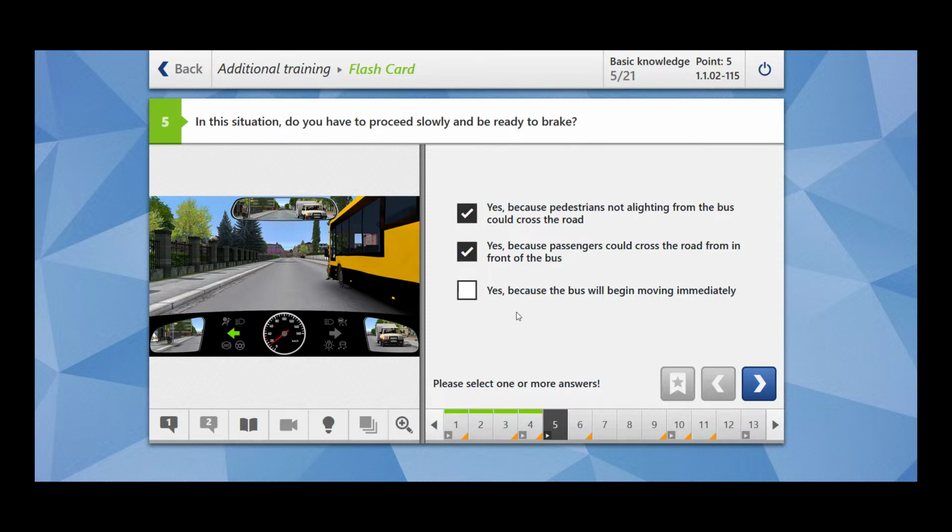This is also correct. Yes, because the bus will begin moving immediately. There is no such sign that the bus will begin moving immediately, but you have to be extra alert because a pedestrian could cross the road in front of the bus, and also the passengers.